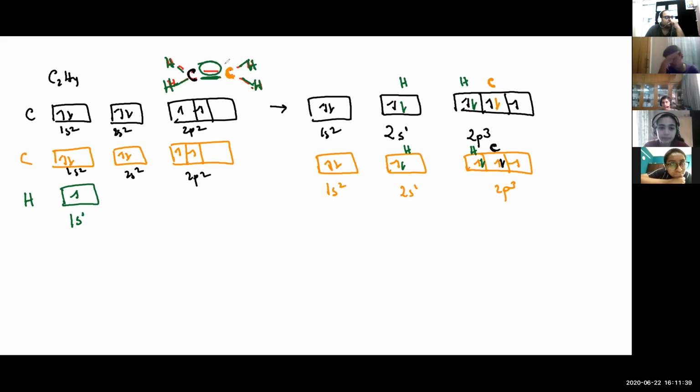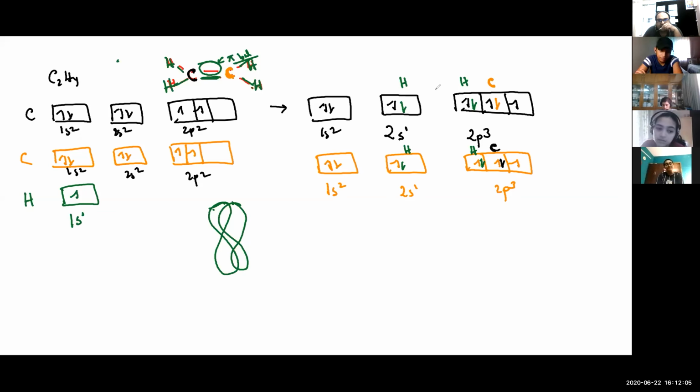what is this? Pi bond. This is the pi bond. So how does a pi bond form? Sideways overlap of p orbitals. Do we have two free p orbitals here? Yes, sir. Suppose this is the black p orbital, and this is the orange p orbital.